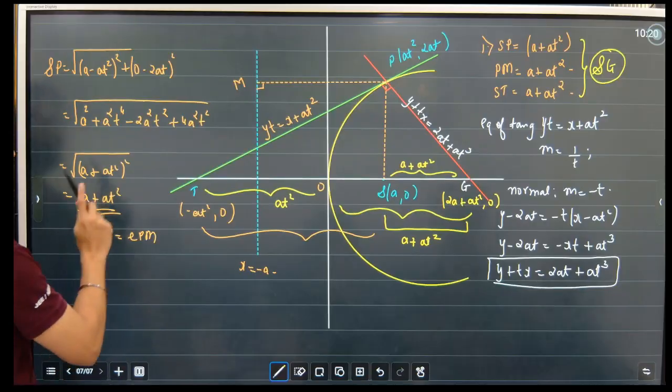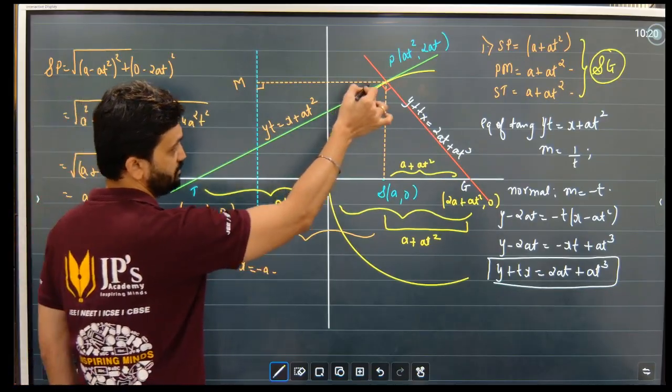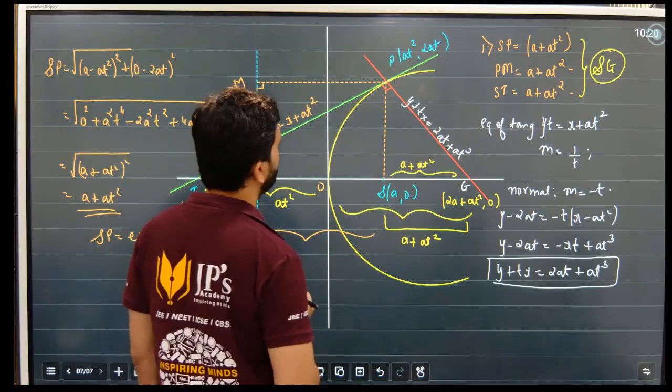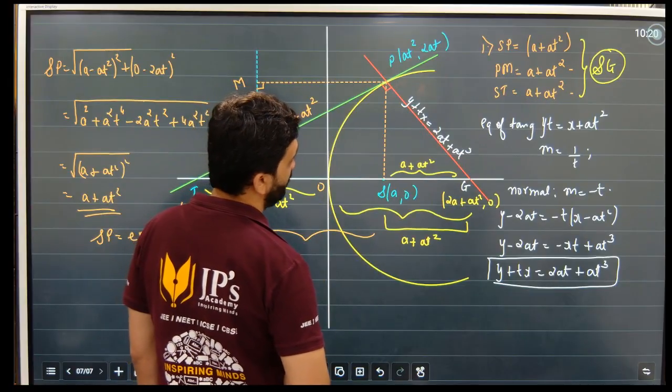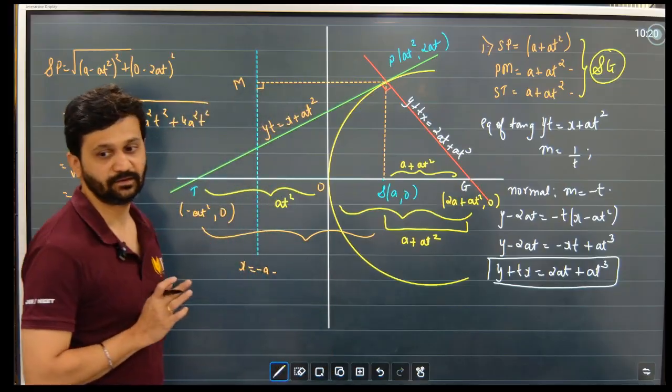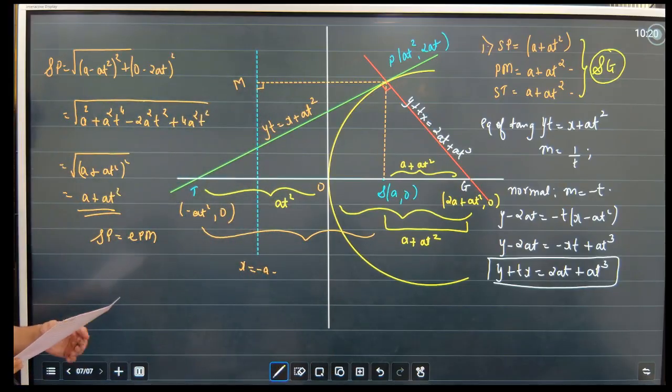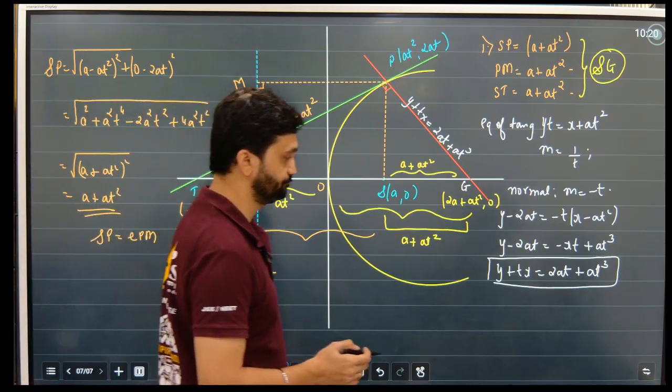Okay, now this is the most important part. This is the tangent, yt is equal to x plus at², and my normal is y plus tx is equal to 2at plus at³. Anybody has any doubts here? Has everybody understood this till here? Please write this.